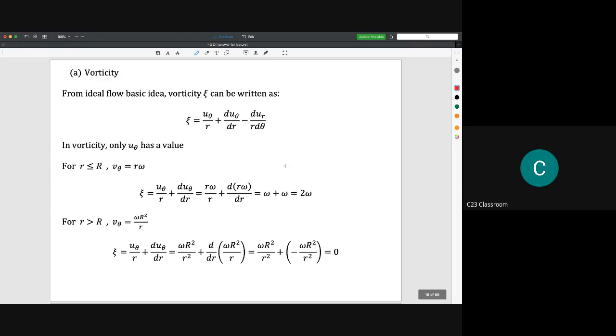Okay, so this is the vorticity. As you know, we learned about this in our previous notes. So to make sure that you will have the cylinder, we merge the linear flow plus the doublet.